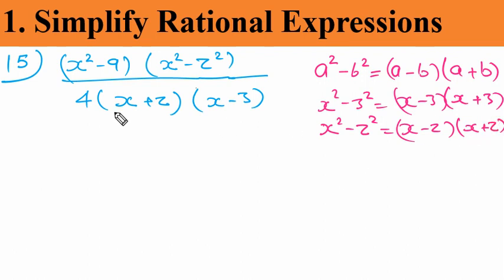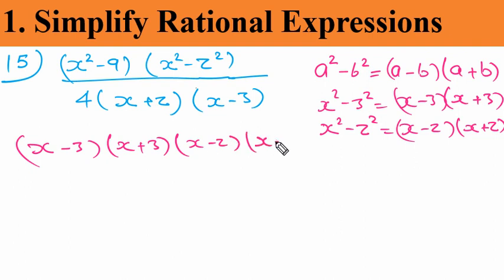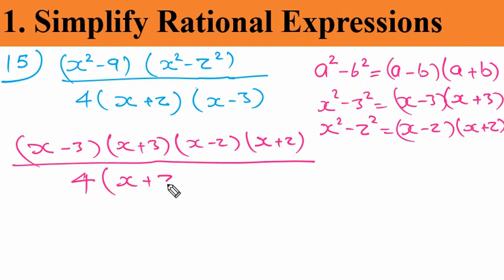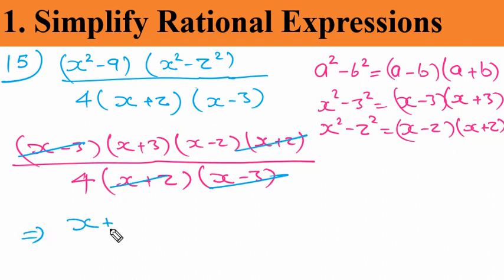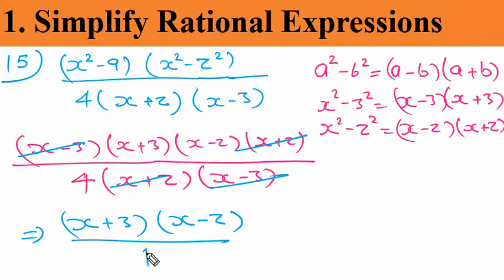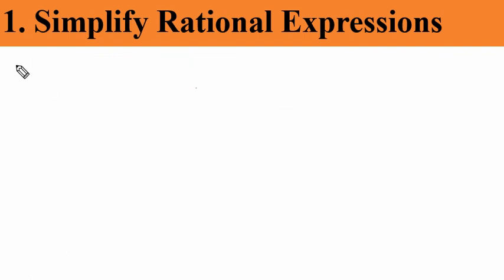Now substitute here. If you see x plus z and x minus 3 will cancel out, so let me just quickly write down everything, and that will give you (x minus z)(x plus z) over 4, and you can clearly see now what we can cancel, right? You can cancel x minus 3, x minus 3, x plus z, x plus z. So your answer is (x plus 3) multiplied with (x minus z) over 4. That is your simplified answer. Now the next question is question number 16.